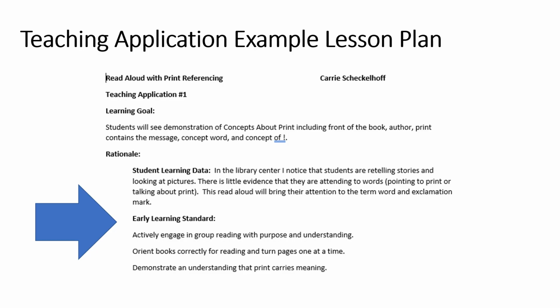The next piece is you're going to have a rationale, and your rationale has to have 2 parts. The first part of your rationale should be student learning data, and right here would be where you talk about how you know what students are ready to learn. So in my example, I say in the library center, I noticed that students are retelling stories and looking at pictures.